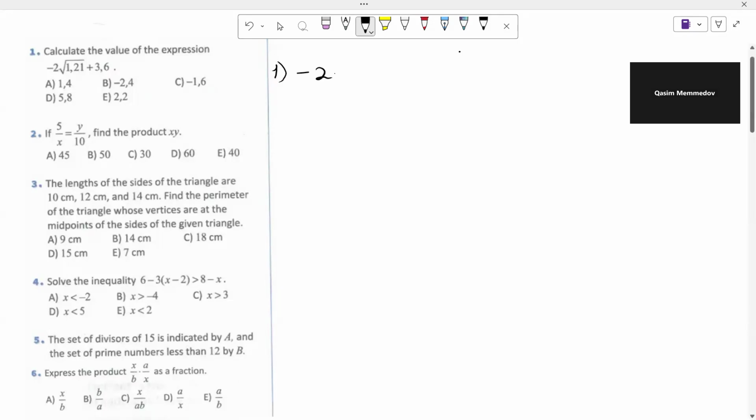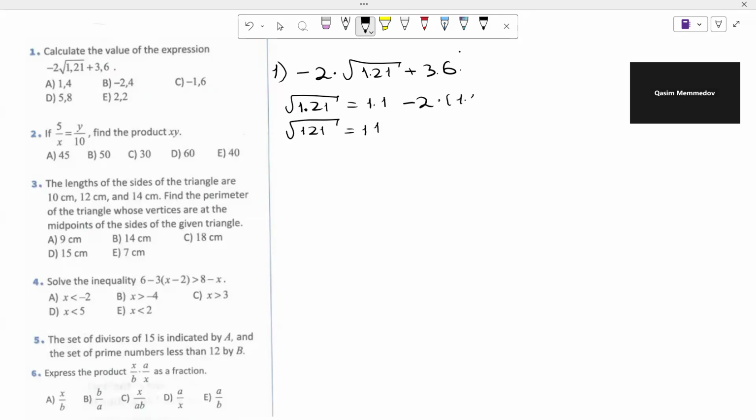In there we have -2 multiplied by √1.21 plus 3.6. Firstly, √1.21 equals 1.1, because √121 equals 11, that's why √1.21 equals 1.1. Now, -2 multiplied by 1.1 plus 3.6 equals -2.2 plus 3.6, which equals 3.6 minus 2.2, and the answer is 1.4.